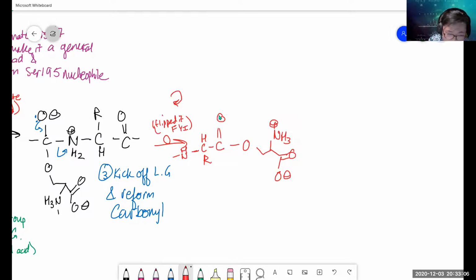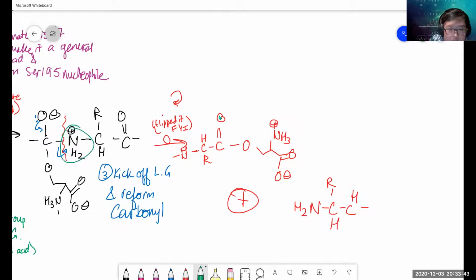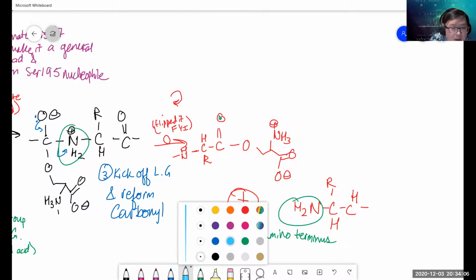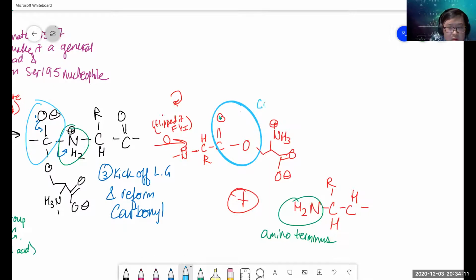And then now what we have is this plus, you have this H2 and C, C, R, H, H. So what you did here is you cleaved the amide bond right here. And you have this residue that has the H2N. So now this good leaving group became an amino terminus. And right here where you reform the carbonyl, you have this O still attached, but this will become your C terminus, carboxy terminus.